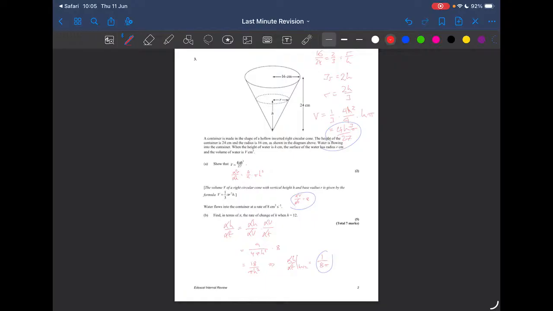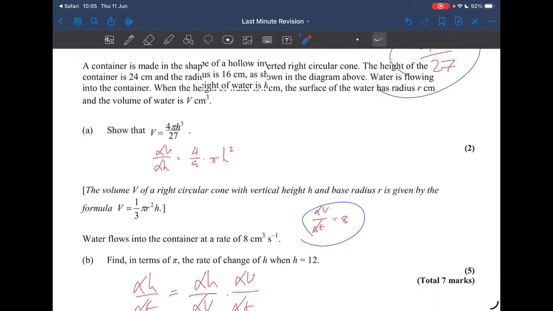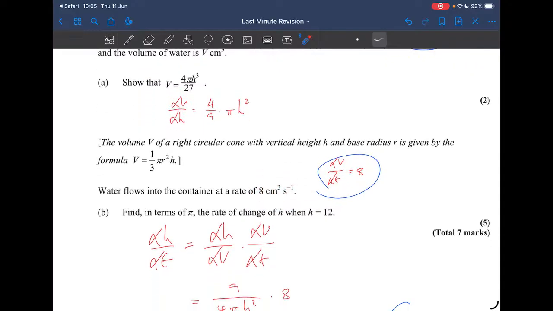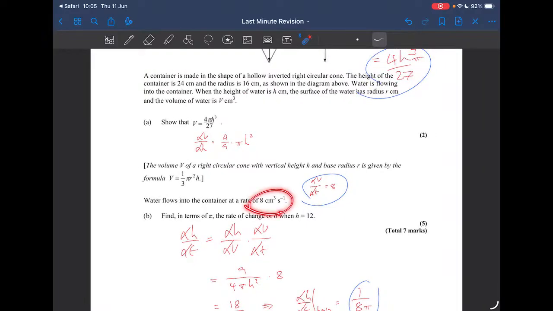How do you identify it? Just look at the units. What units do you have? Here, they told us cubic centimeters per second, so that is going to be dV/dt. It's volume and it's time, so it must be that way around. The units are always matched. They're always going to tell you what the units are, so you can always use that to figure out which thing it's talking about.